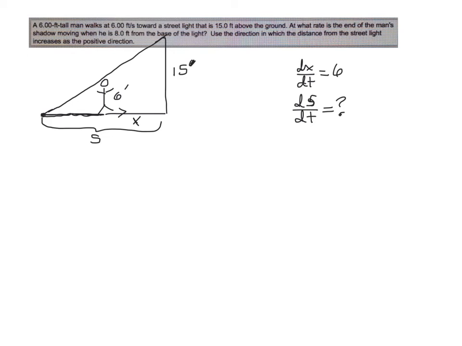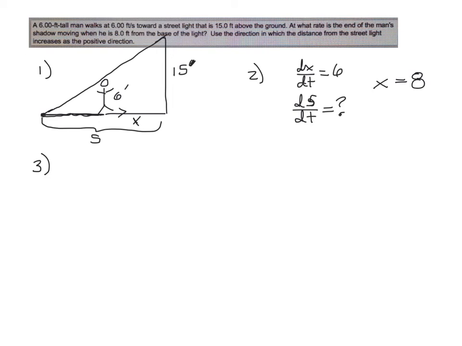And so let's see, let's read the rest of this problem. So where are we? At what rate is the end of the man's shadow? Okay, that's that guy. When he is 8 feet from the base of the light. Okay, 8 feet from the base of the light. So that means that x is equal to 8. All right, so there's number 1. We drew a picture. There's number 2. We labeled a bunch of variables. And now let's come up with an equation.